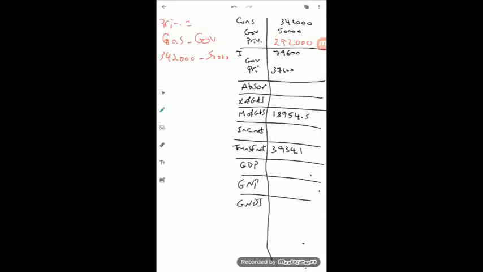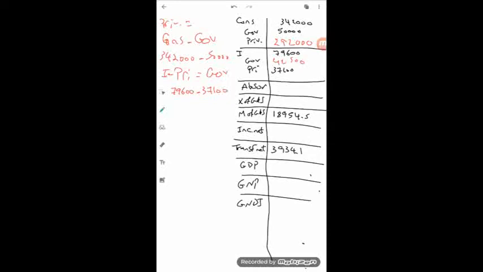The same with respect to investments. Total investment is 79,600. Private is 37,100. So we are going to calculate it as total investments minus private investment, and we are going to get government investment, which is 42,500.